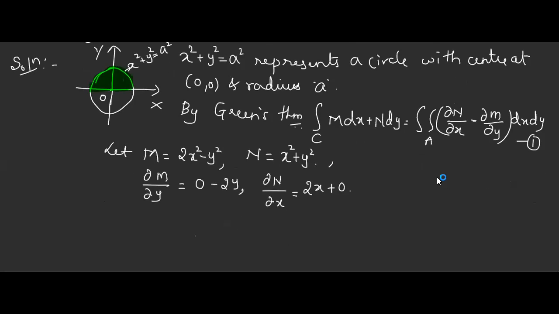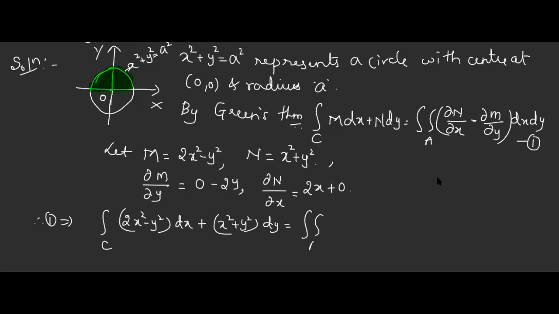So we got the things. Now we can easily substitute. Therefore, equation 1 becomes integration over C. What is my m? M is 2x square minus y square into dx. My n is x square plus y square into dy, which equals the double integration over A of dou n by dou x minus dou m by dou y. Dou n by dou x is 2x, and what is dou m by dou y we have got? Minus 2y, dx dy. Now we can simplify.